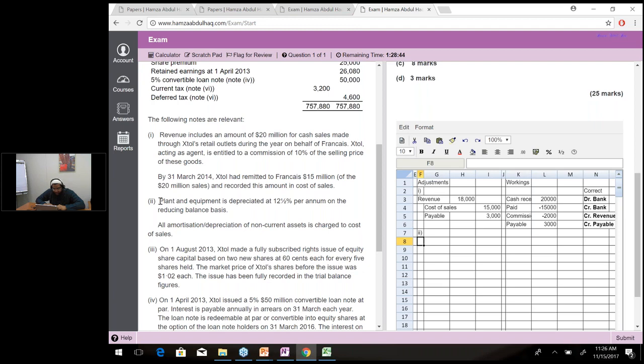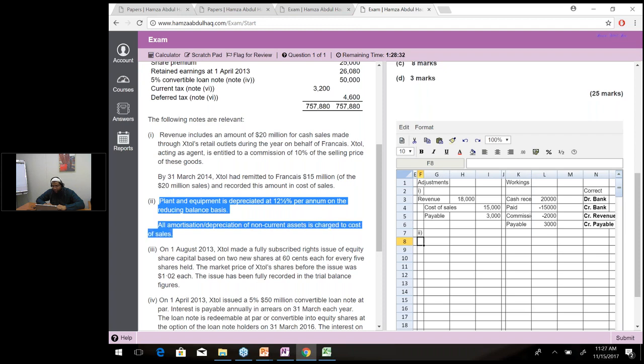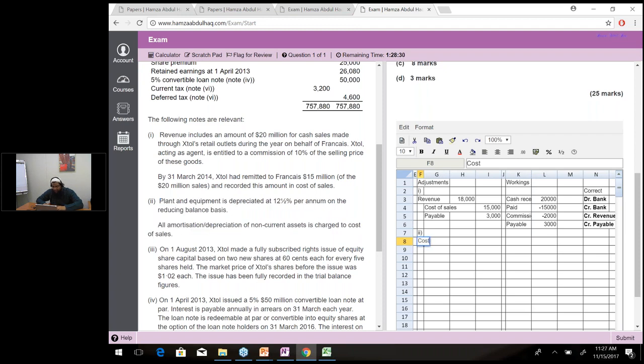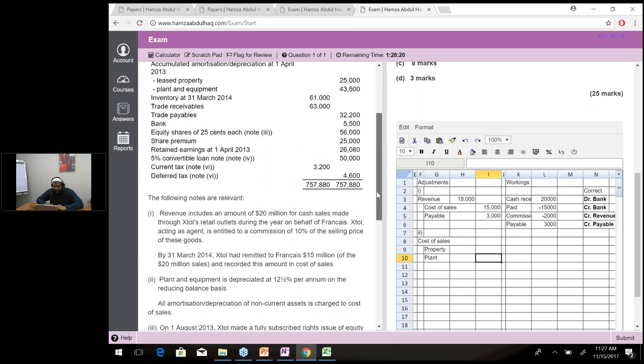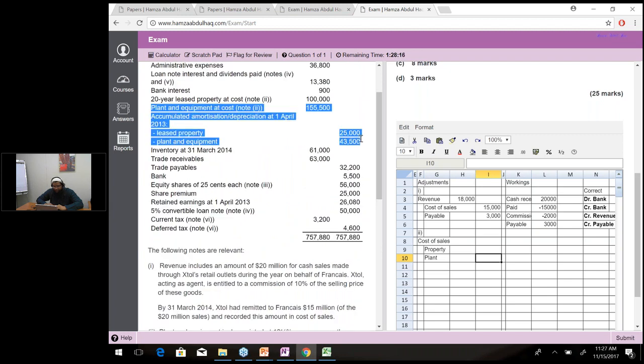Okay, now in the adjustment number 2, the question says that the plant and equipment is depreciated at 12.5% per annum on the reducing balance basis, and all depreciation and amortization of non-current assets is charged to cost of sales. So we need to charge the depreciation. So the cost of sales debit, property credit, and the plant credit. So the plant is depreciated at 12.5% reducing balance. So if we see at the cost, it is 155,500 and the depreciation is 43,500.